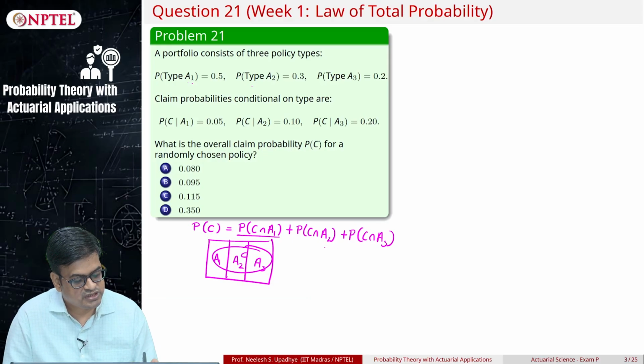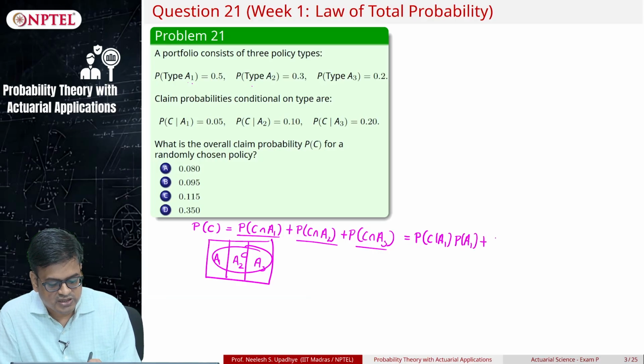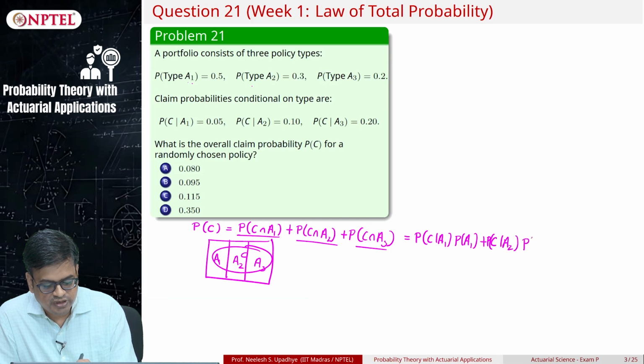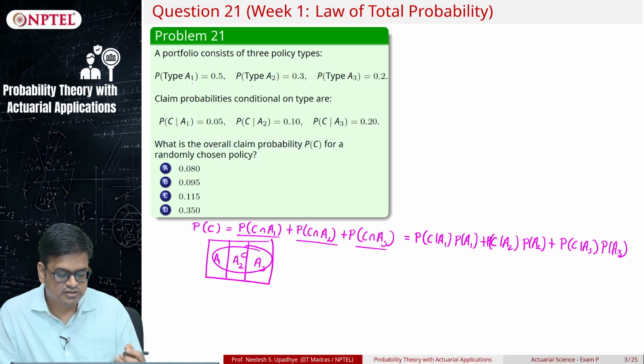Can I compute these probabilities? The answer is yes. How will I compute them? Basically, that is where the law of total probability comes in. It says it is probability of C given A1 into probability of A1, plus probability of C given A2 into probability of A2, plus probability of C given A3 into probability of A3, correct. Then it is just a matter of substituting these values and getting the correct answer.